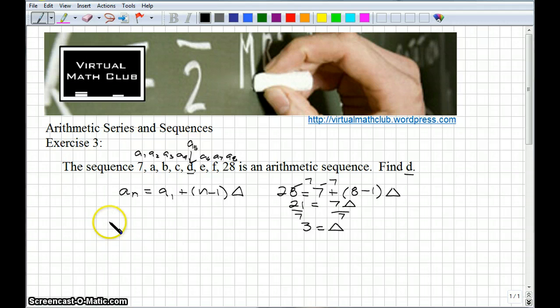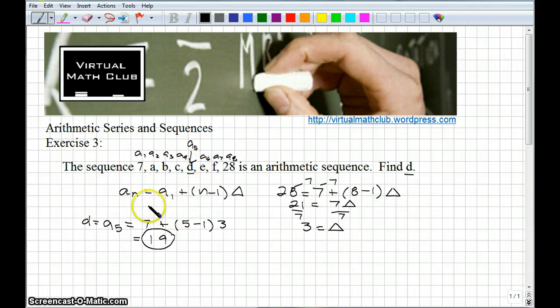So the number we're looking for is actually A5, which is D, what I call D. But don't get confused between this D and the common difference. So A5 would be equal to A1, which is 7, plus 5 minus 1 times delta, which is 3. So we can just compute that, right? We get 7, let's see, this becomes 4, so this is 12 plus 7, so that's equal to 19. D, the number we're looking for, is 19.